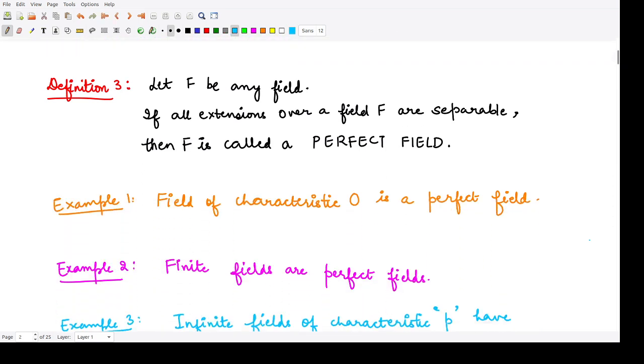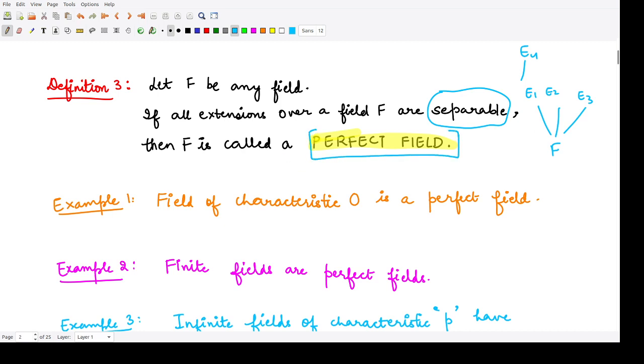The next definition is that of a perfect field. By perfect, it should have the qualities of perfectness, right? So when do you call a field a perfect field? Suppose you have some field F. You call this field a perfect field if whatever extension field you take for it, say E1, E2, E3 or E4, whichever extension you take, it is a separable extension. In that case, we call that field a perfect field.